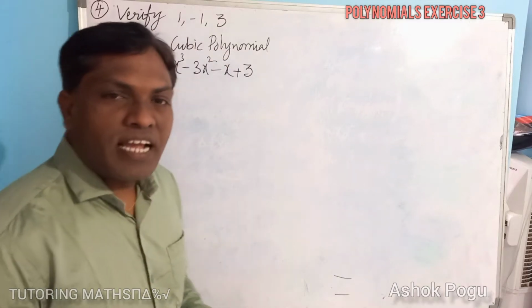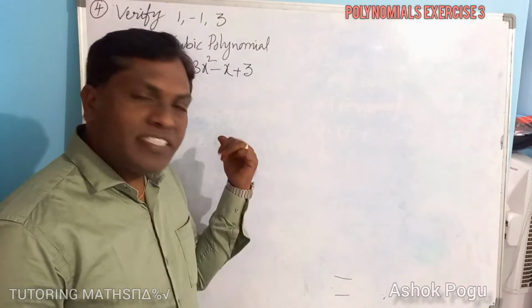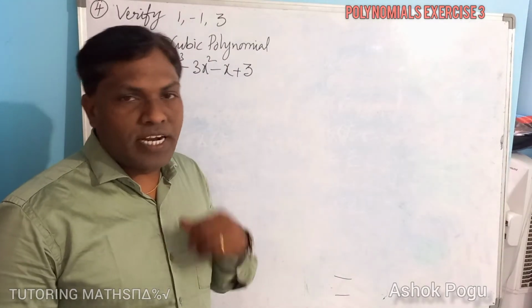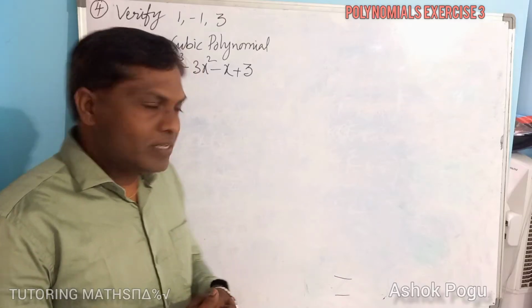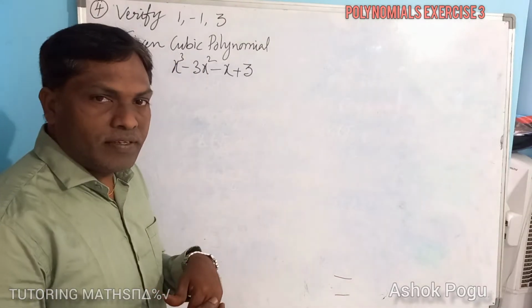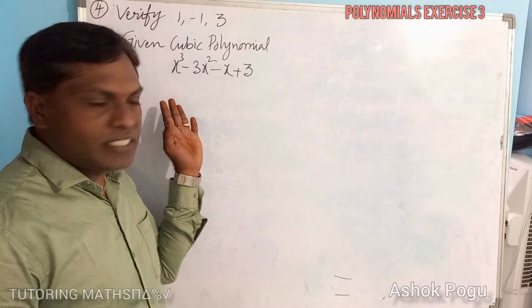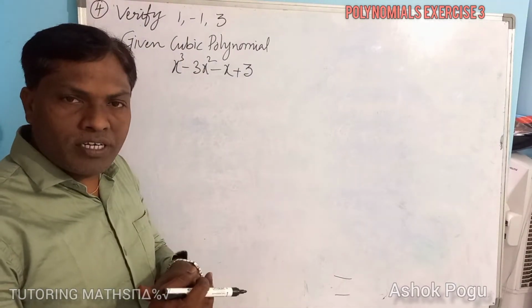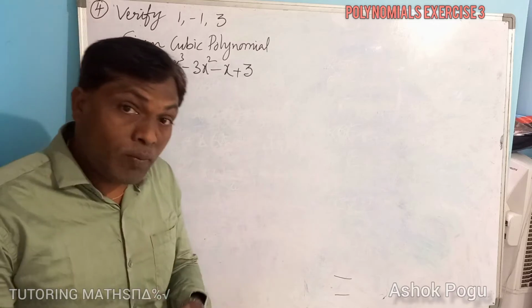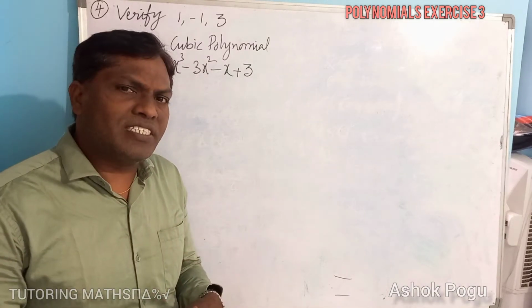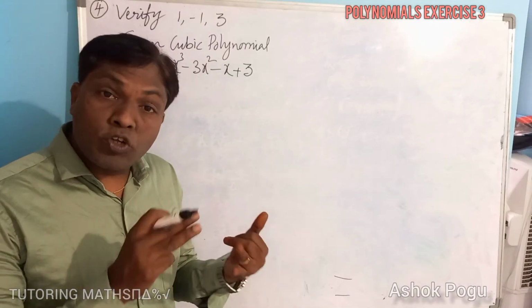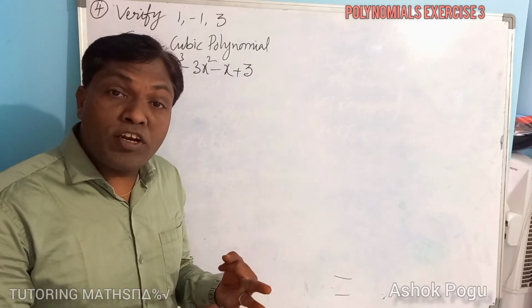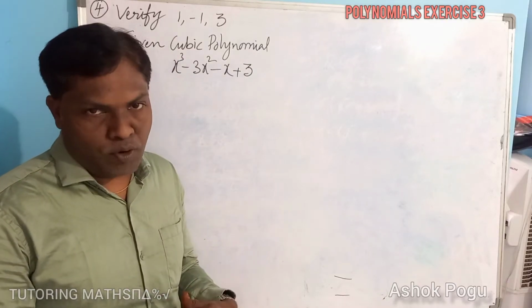Welcome dear students, and today let us see the last problem of this third exercise of the polynomials chapter, the fourth question, that is the last question of the third exercise. Here they have given a cubic ordered polynomial. What is a cubic polynomial? Already we have discussed in our previous videos. A third degree polynomial is called a cubic polynomial.